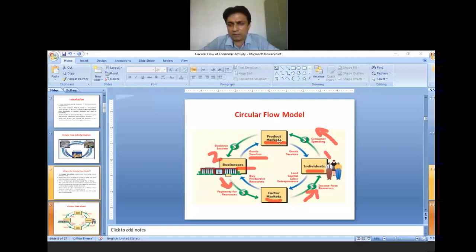In the product market, the products or commodities are sold by the companies, and they are purchased by the individuals or consumers. So there are two markets: one is the factor market and the other is the product market. Let us proceed to the next slide.